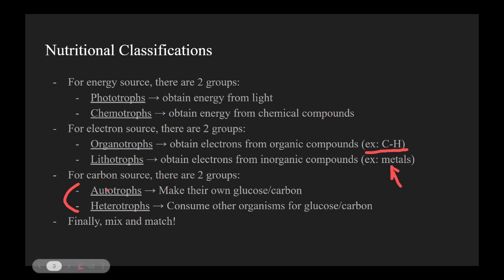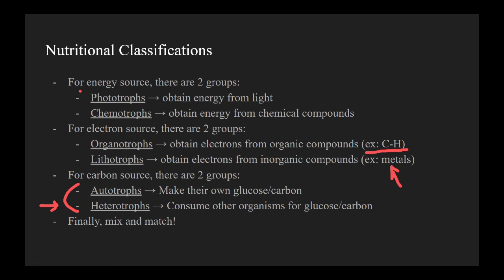And then for the carbon or sugar source, these are probably the ones you've heard of the most. Either you're an autotroph, where you can make your own glucose or carbon, often through photosynthesis, such as the way that plants acquire their glucose, or you can consume other organisms for that glucose. So you have these three different categories.